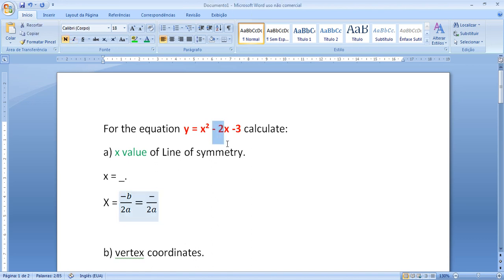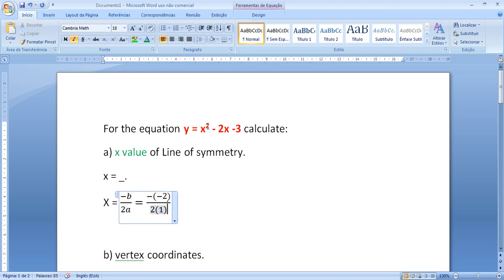It's minus 2, so minus minus 2, right? Over 2 times a. A is equal to 1, as you can see here. Minus minus 2 is 2, and 2 times 1 is 2. We can say that x is equal to 1. So the answer for this one is 1. The x value of the line of symmetry is 1.